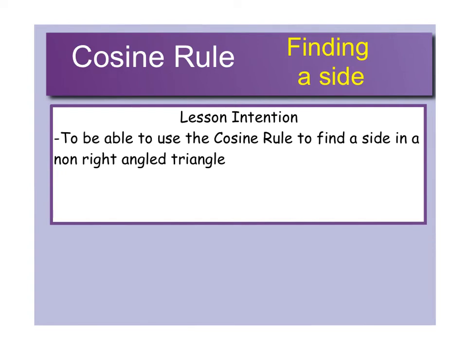Okay, so in this video I'm going to introduce you to the cosine rule. There are two cosine rules. There's one for finding a side and there is one for finding an angle. They are literally the same formula but just manipulated a little. So we're going to be finding a side today.